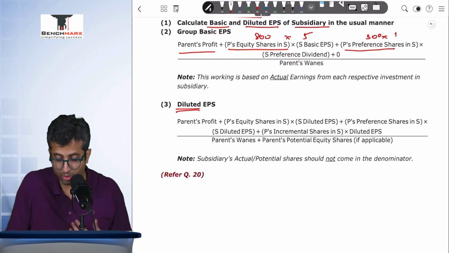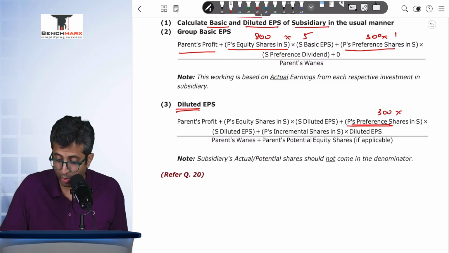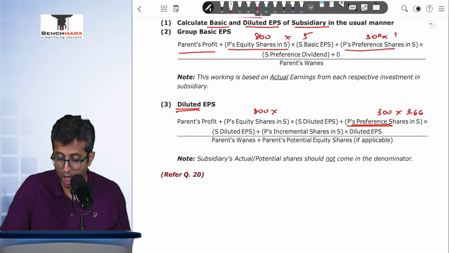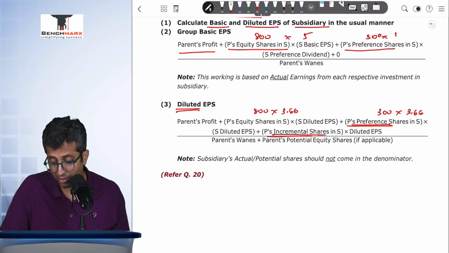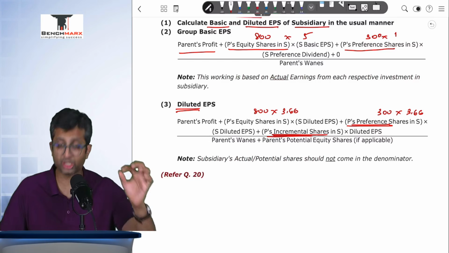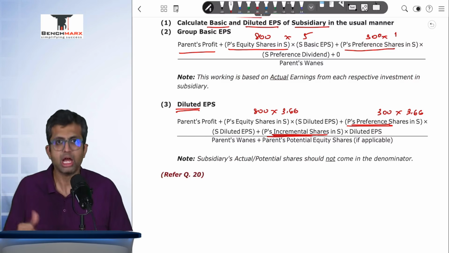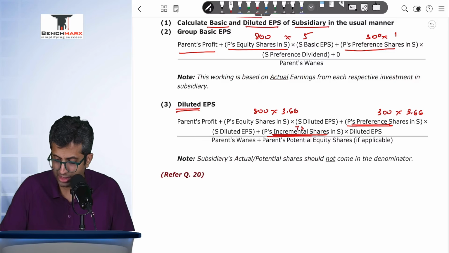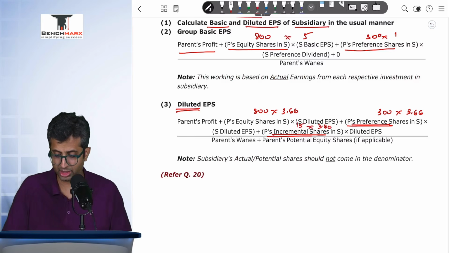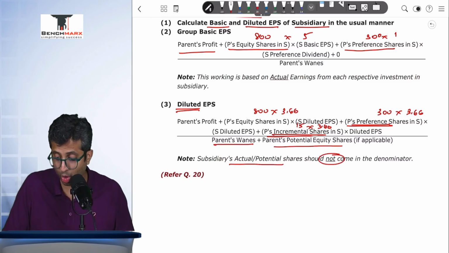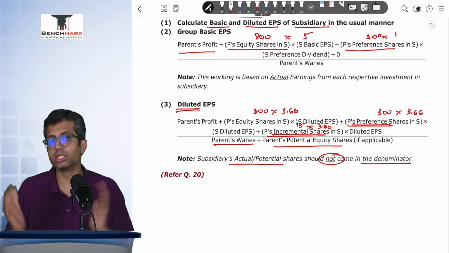Then when I look at diluted EPS, we will say that, okay, on a fully diluted basis, preference shares will no longer earn 1 rupee. These preference shares will earn 3.66 rupees. But then, as the number of shares increases, even the equity shares, which were 800, will now earn only 3.66. And for incremental shares, remember why incremental shares? In the denominator, you have taken 1475. 1475 includes only 75 of the warrants, not the entire 150 warrants, and hence you will take this 75. Then you are holding 15 into 3.66, and that will give you the answer. In the denominator, the parent's weighted average number of equity shares plus the parent's potential equity shares if applicable. The subsidiary's actual or potential shares should not come in the denominator because in the consolidated statements you will only have the number of shares of the parent.